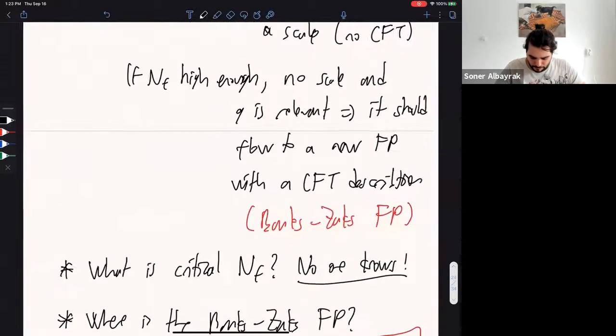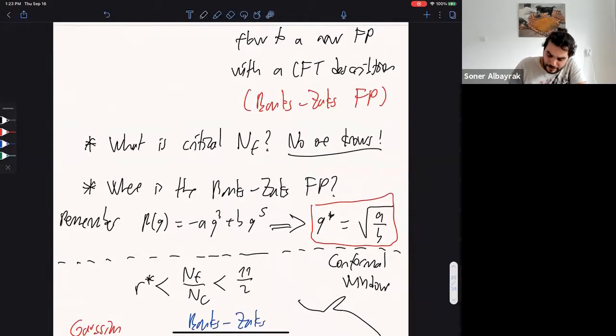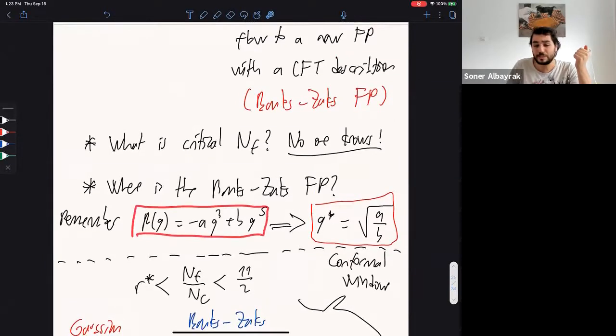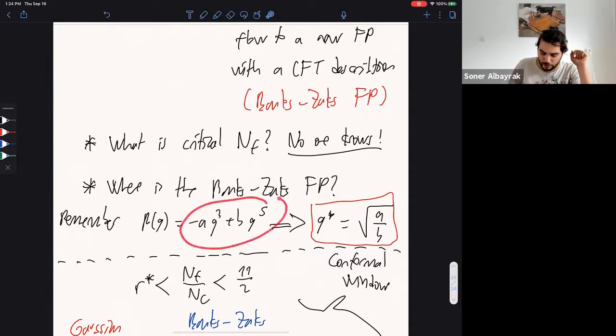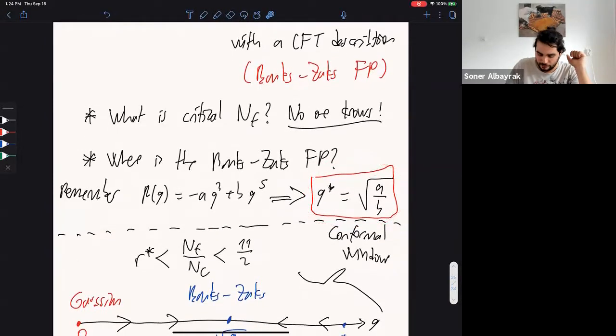Okay, so we said we don't know this critical value of NF, and we asked whether that could be the Banks-Zaks fixed point. We said, look, this is the beta function we have. It needs to be 0 at a fixed point because it gives you the variation of the coupling constant with respect to energy. At a fixed point, it should be invariant. So you look for the zeros of this. The trivial zero is g equal to 0, that is the Gaussian fixed point. And there's another fixed point here, if g is the square root of A over B.